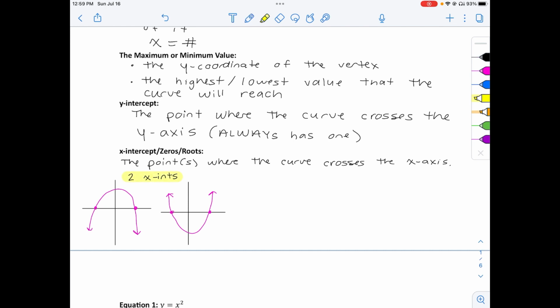Because the curve is switching directions, it is usually going to cross the x-axis in two spots. Sometimes there is only one x-intercept, and the way that this would happen is if the curve has its vertex directly on the x-axis. Let's say this is the vertex. That would also be the only spot where the curve would touch the x-axis, so it would only have one x-intercept. This could also happen when the curve is opening up. Let's say it's like this. Then that would be your only x-intercept. So in some cases, there's just one x-intercept.